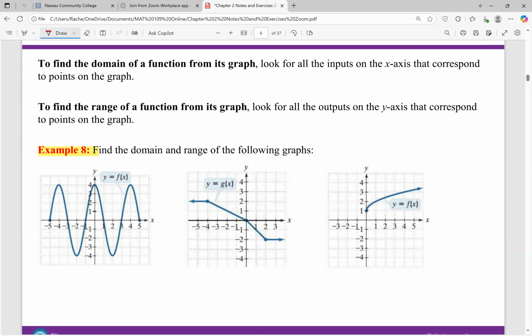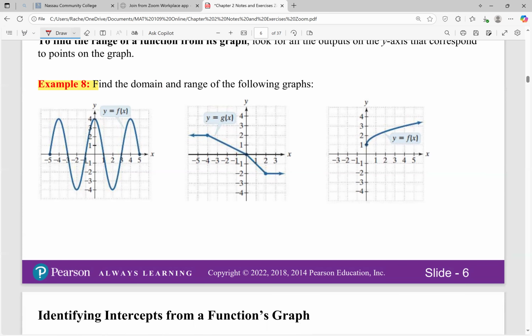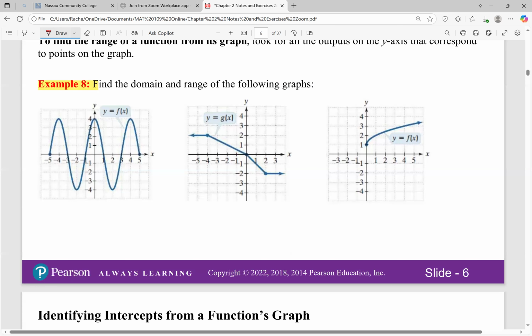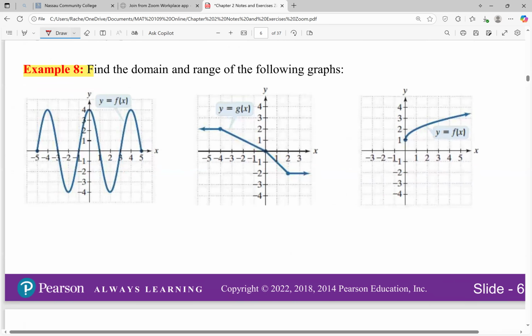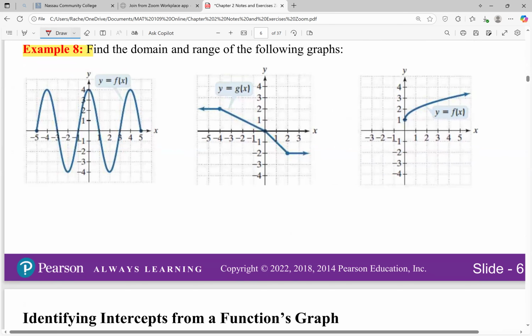So let's look at example 8. Let's make this a little bit bigger. So let's start with the graph on the left. So we want the domain, which I'll call D, and the range. So whenever we're looking at a graph and we want to find domain, think horizontal, right? Left to right, because we want to know what are all the possible X values.